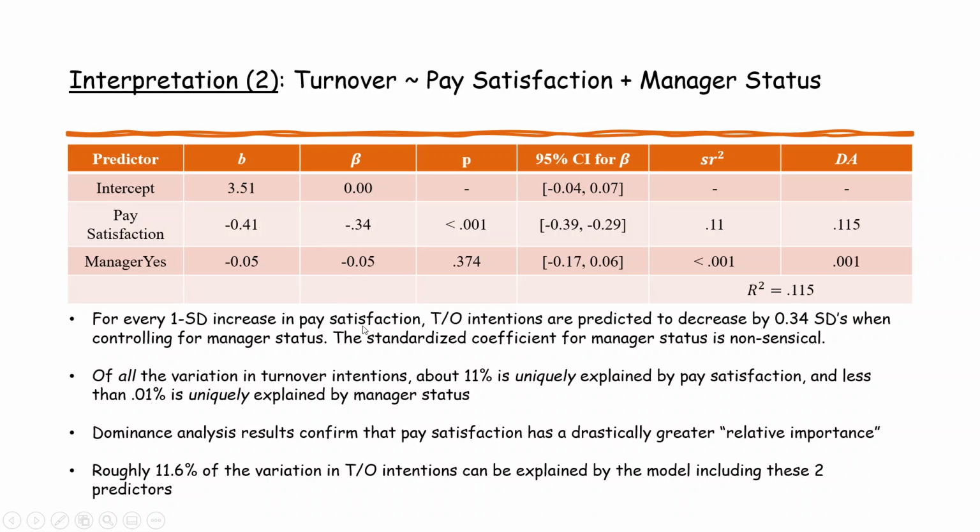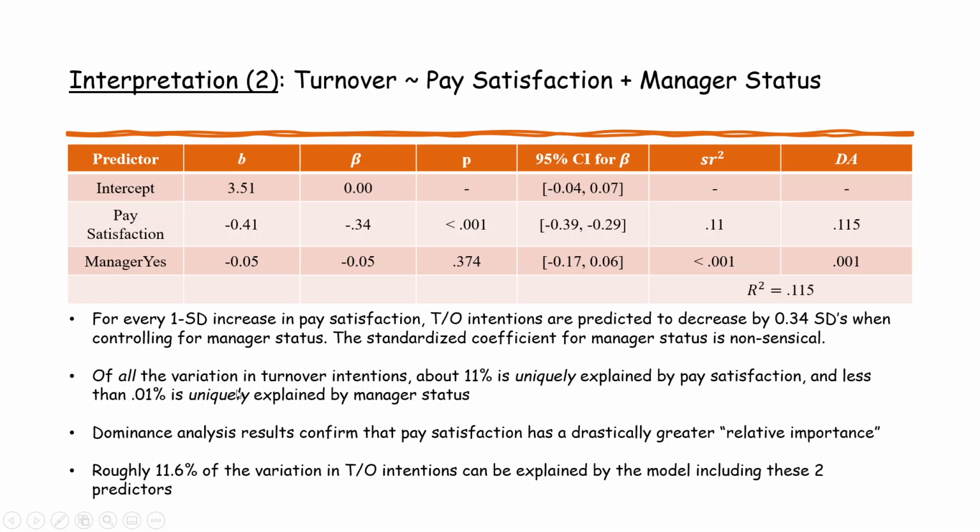For the standardized slopes, our interpretation is for every 1 standard deviation increase in pay satisfaction, turnover intentions are predicted to decrease by 0.34 standard deviations when controlling for manager status. So again, that's our standardized slope for pay satisfaction. Now for manager status, the standardized slope doesn't make any sense, because again, the interpretation would be for every 1 standard deviation increase in manager status. That's pretty meaningless unless we standardize our variables, and then we can really just interpret it as the difference between manager status and non-manager status. But anyways, not super important.